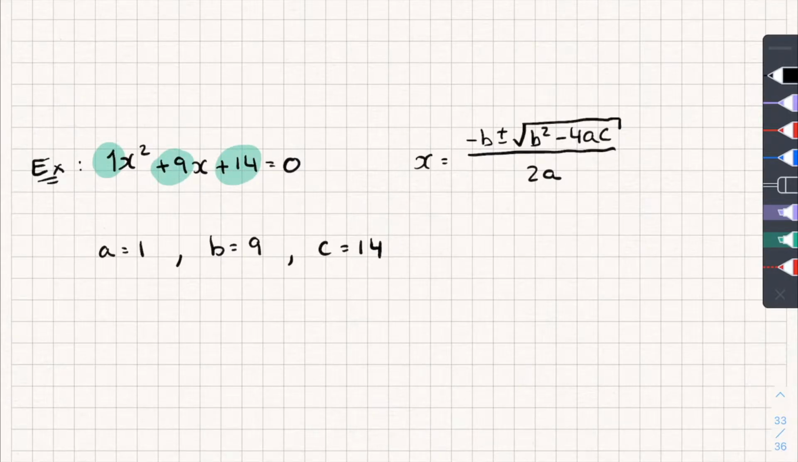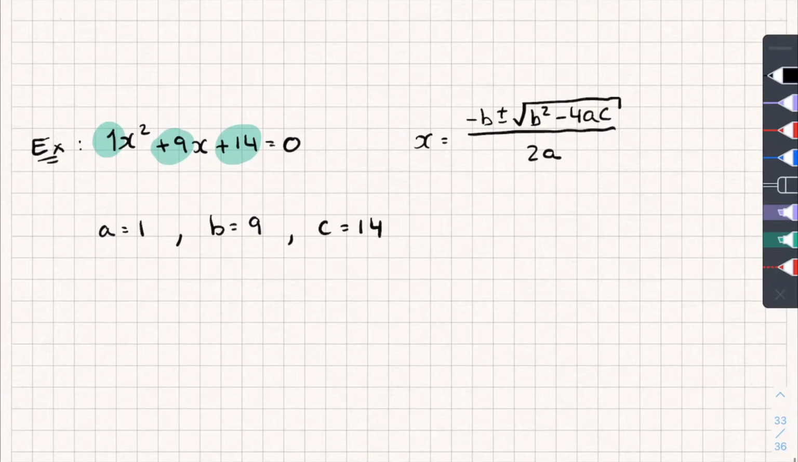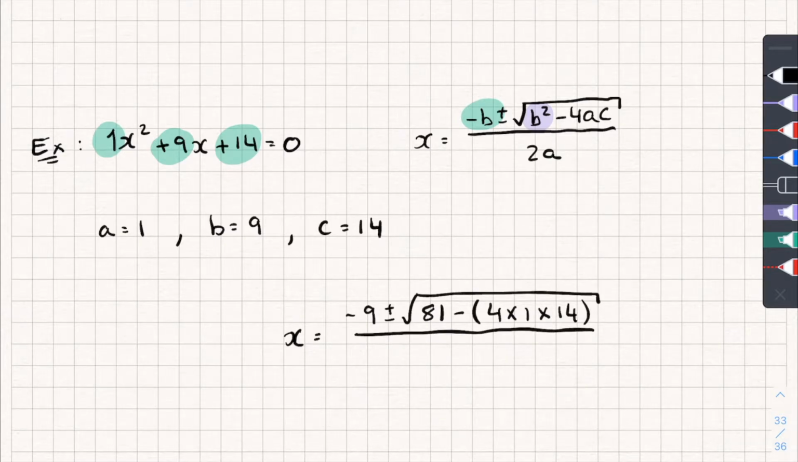Now to find the values of x that make this equation equal 0, so to solve it, all we're going to do is substitute these values of a, b, and c into the quadratic formula. So x is equal to negative b, let's do it bit by bit, negative b, well b is 9, so negative b is negative 9, plus or minus the square root of b squared, well 9 squared is 81, subtract, now it's always good to put this 4ac in brackets because it just helps make it easier when we're dealing with negative numbers. So subtract 4 times a, well a is 1, times c, which is 14. Okay, and then that's all divided by 2a, well 2 times 1 is 2, so all divided by 2.